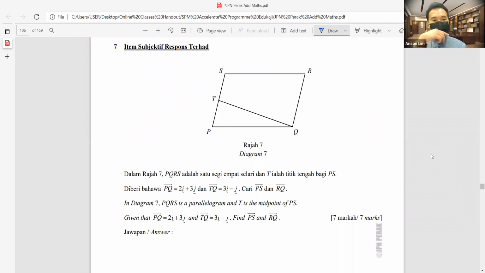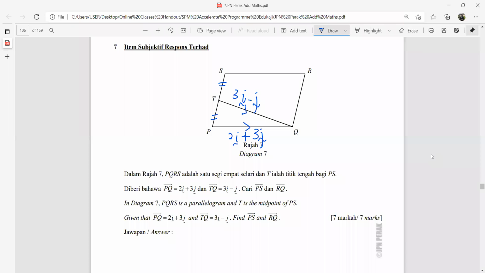Okay, this question. PQRS is a parallelogram, and T is a midpoint, right? So PQ equals 2i plus 3j. You just label it so that you can see better. That's the technique. TQ, they give you 3i minus j. So the thing is, find the value of vector PS and RQ.